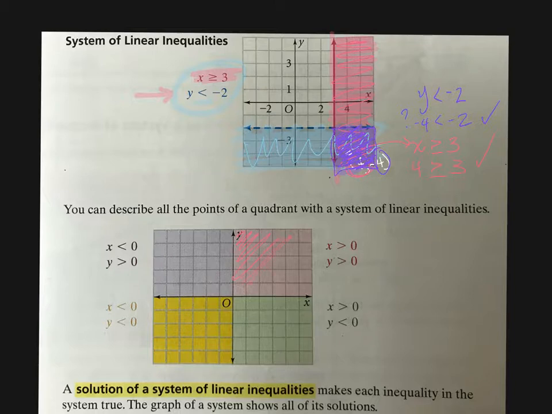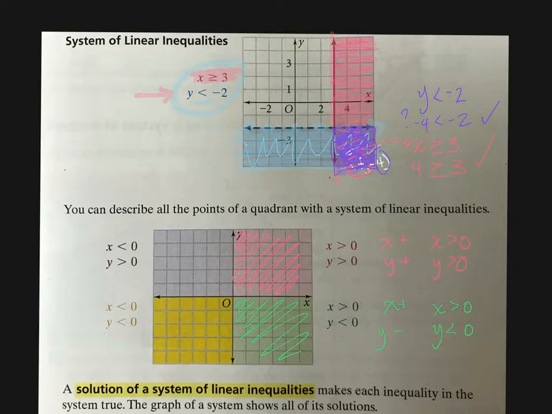Now let's come down here and look at how we can describe all of the points in a quadrant with a system of inequalities. Notice in the pink area, x has to be positive and y has to be positive. This could be represented as x is greater than 0 and y is also greater than 0. All right, let's look over at my green section. Over here, again, x is positive, but y is negative. So x is greater than 0 and y is less than 0.